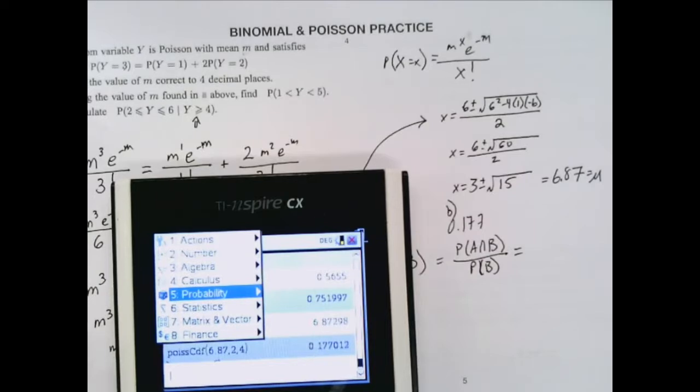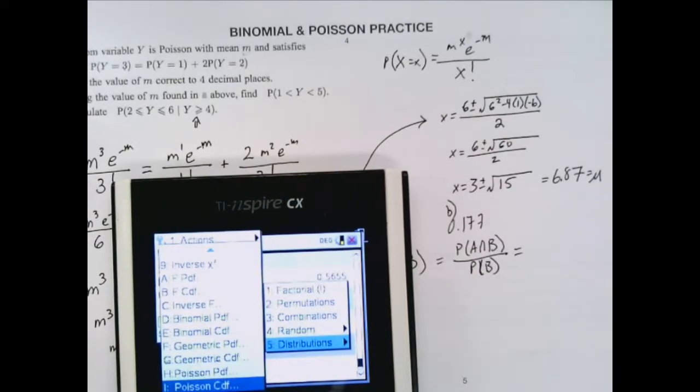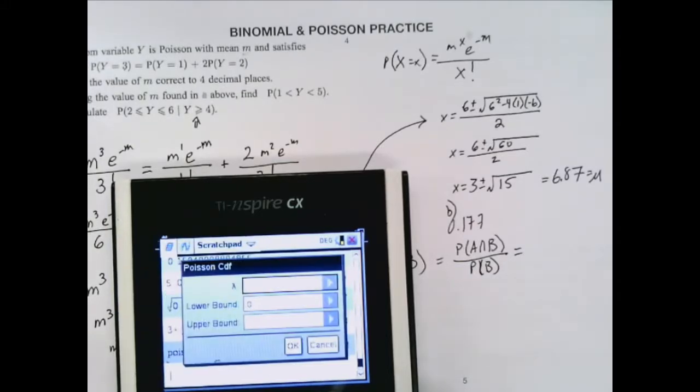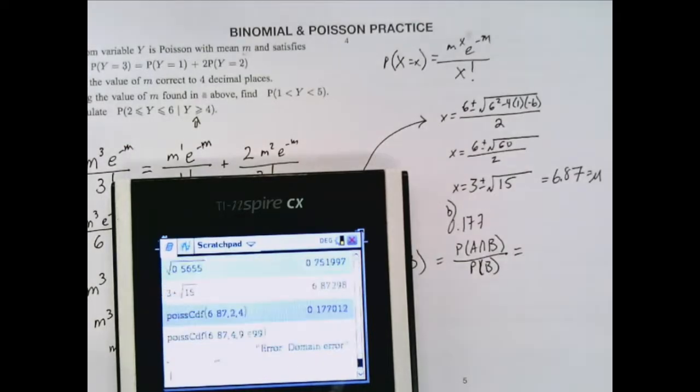So I'm going to go probability, distributions, Poisson, Cdf. I'm going to say 6.87. My lower bound is going to be 4 or greater. So to go greater, I'm going to go 9E, 9 or 99. It doesn't really matter. Sorry, it doesn't like my 9099, so let's go ahead and try that again.